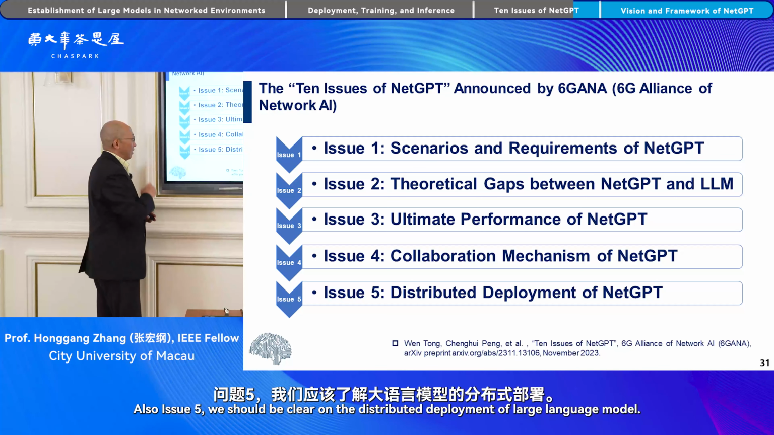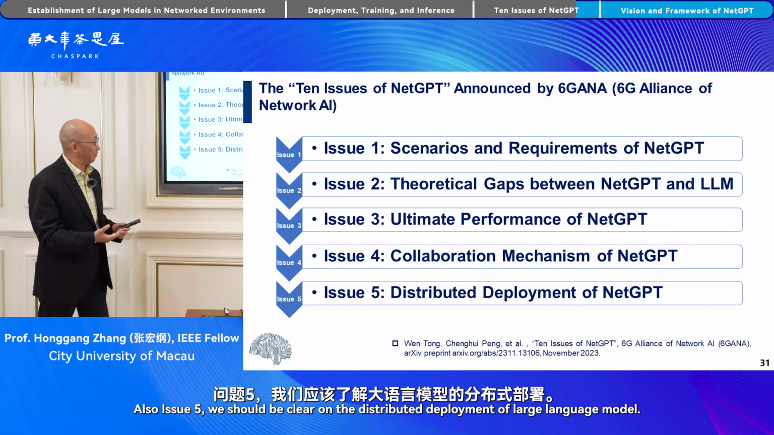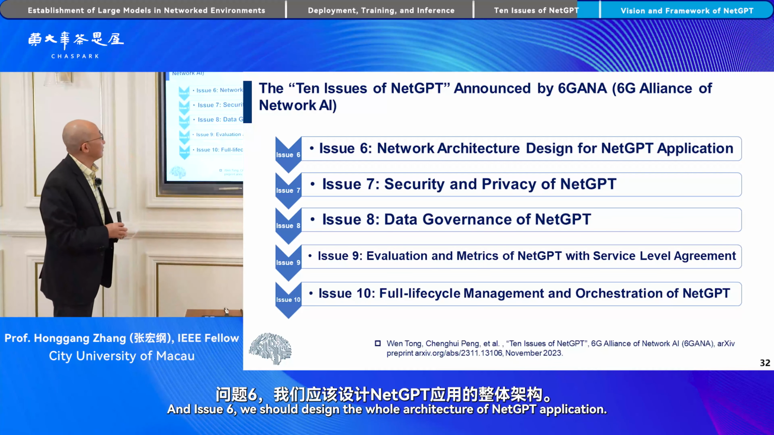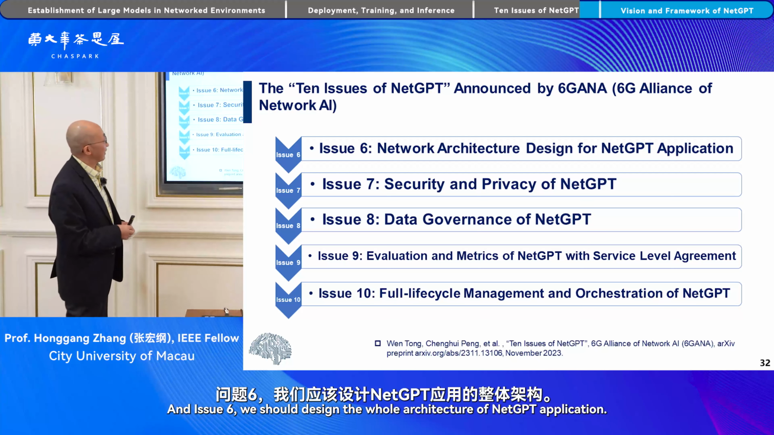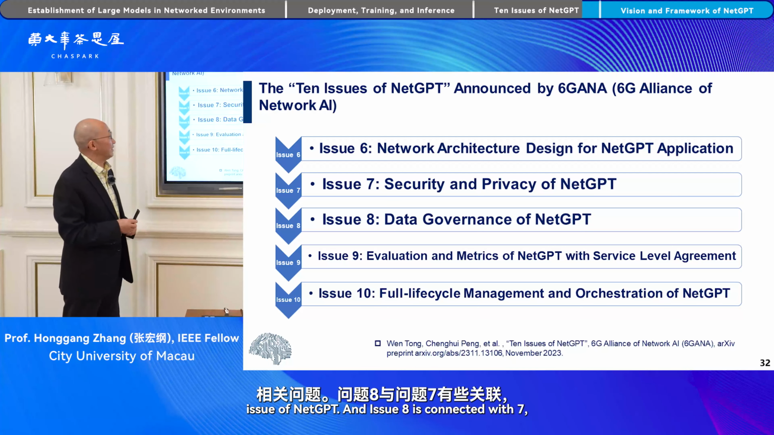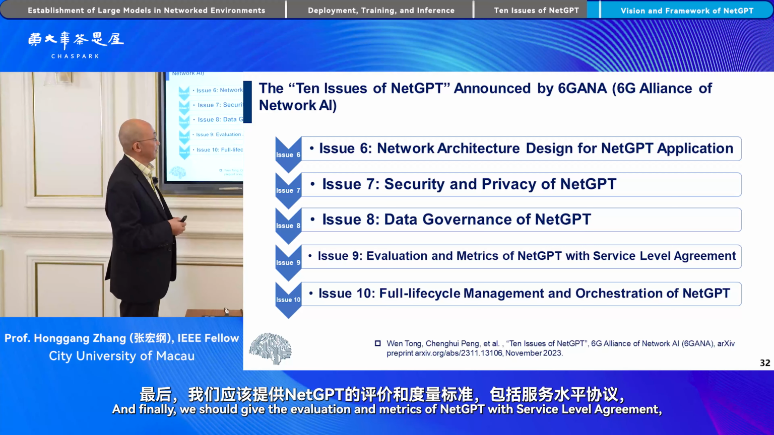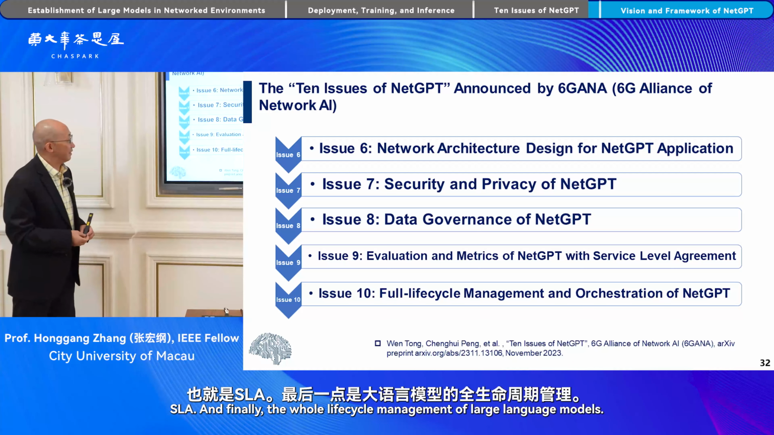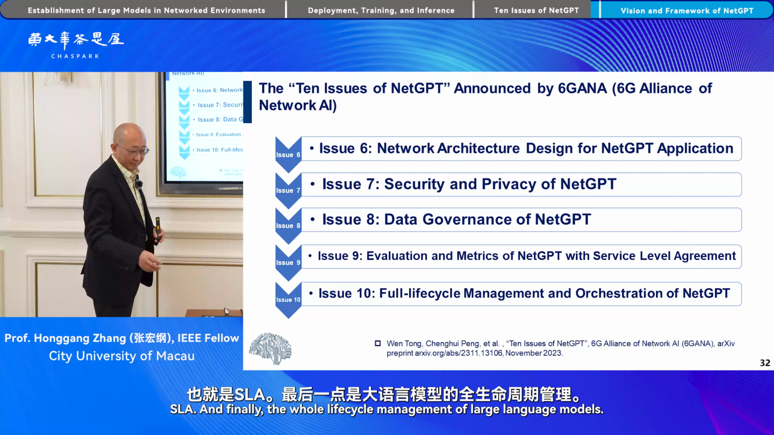and even terminals, right? Issue 5: we should be clear on the distributed deployment of large language models. Issue 6: we should design the whole architecture of NetGPT applications. Issue 7, quite importantly, is the security and privacy of NetGPT. Issue 8, connected with 7, is the data governance of NetGPT. Issue 9: we should give the evaluation and metrics of NetGPT with the service level agreement, SLA. And finally, issue 10 is the whole life cycle management of large language models.